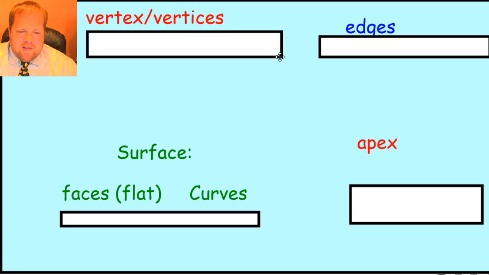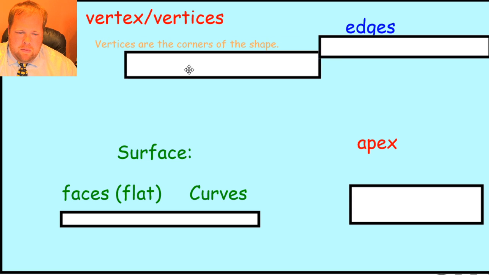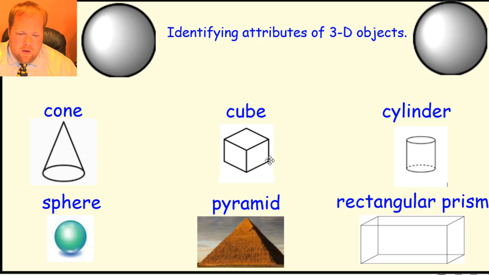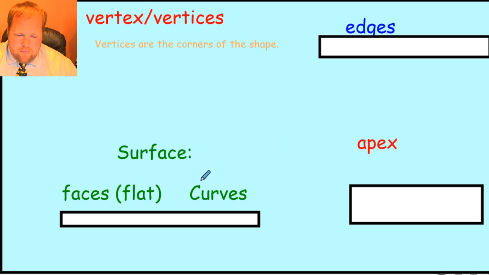All right, a vertex or vertices, those are going to be the corners of your shape. Let's see if I'm right. Yes! Vertices are the corners of the shape. So, corner, corner, corner, corner, corner, corner. Yes, very nice. We are so good.